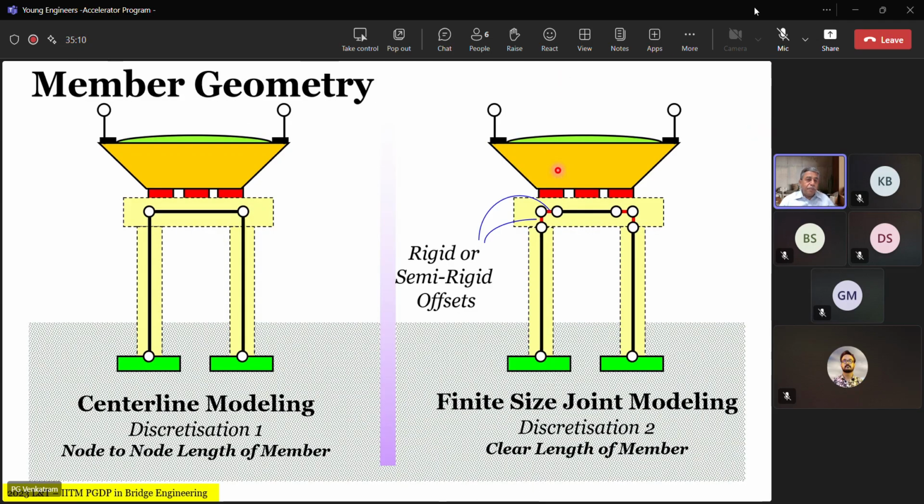Okay, now let's come back to the next step. After you've seen the geometric variation, how to handle it and what are the complications related to that. Now coming back to the modeling, we have a simple portal substructure where we have the left hand side discretization, which is node to the center of the member, and a right hand side discretization, which is modeling the clear length of the member. Now, which model is correct?